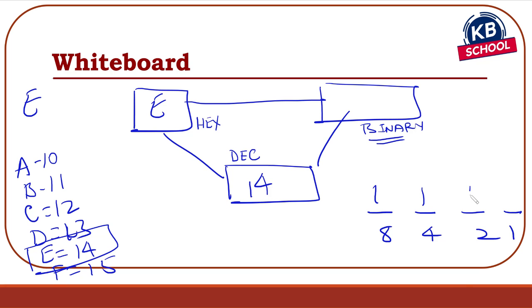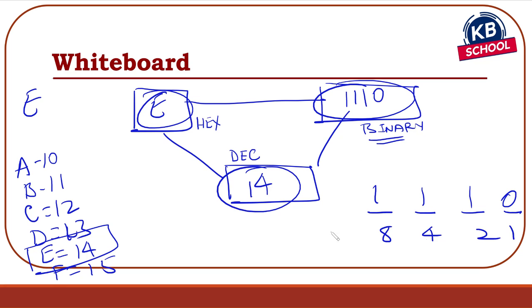8 plus 4 is 12 plus 2 is 14, 0. So 1, 1, 1, 0 would be the binary equivalent of the letter E. This is important because as we go into the hex value, you would sometimes need to know how to break down a hex value into its binary equivalent, because there are certain rules that apply which are based on the binary. Hopefully everybody is good with that.